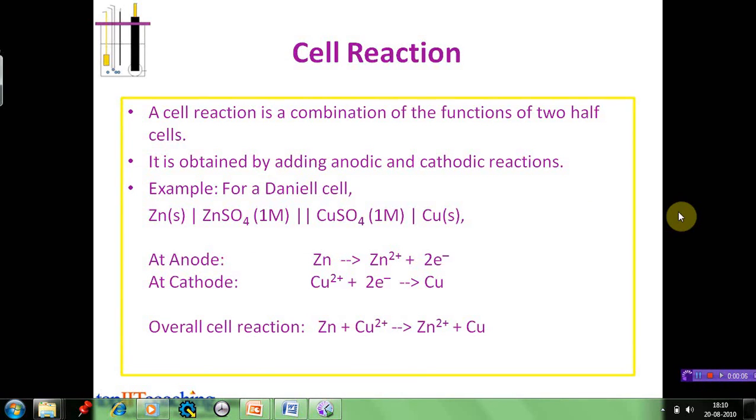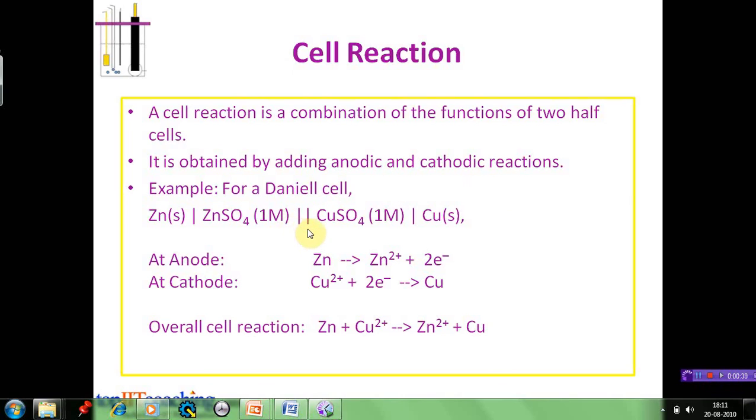Cell reaction. As we just discussed, an electrochemical cell consists of two half cells. One of the half cells consists of the anode at which the oxidation takes place, and the other half cell consists of the other electrode, that is the cathode, at which reduction takes place. When these reactions of the half cells are combined, we obtain the cell reaction. We just represented a cell in the previous example, which is actually the representation of a Daniell cell.